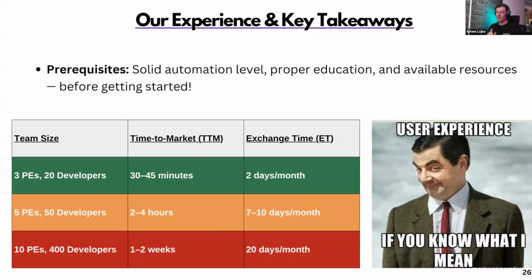your other problems. And then we have companies also, for example, 5 platform engineers, 50 developers, and then they have a time to market sometimes between 2 and 4 hours. And now the part I think is most interesting: the platform engineering team have an exchange time, if you're looking at the schedule from them with the different teams, of about 7 to 10 days.